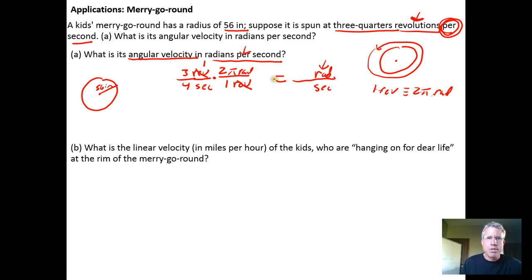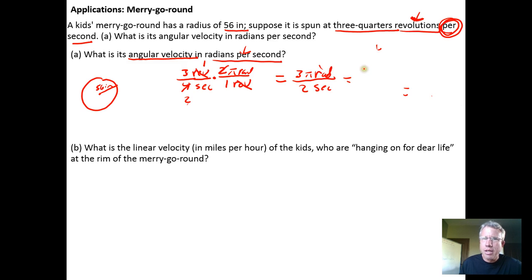So we have 3 times 2 pi over 4 times 1. It looks like 2 will go into 4 twice, so we get 3 times pi is 3 pi radians per 2 times 1 is 2 seconds. So we can write it like this, 3 pi radians per 2 seconds, or we can just say 3 pi over 2, and then we could say radians per second.